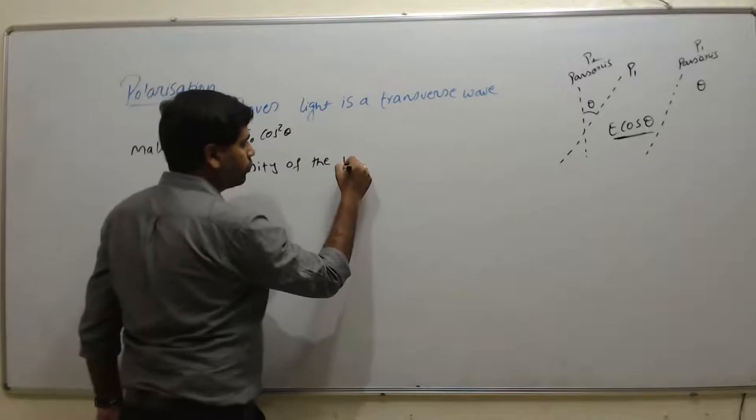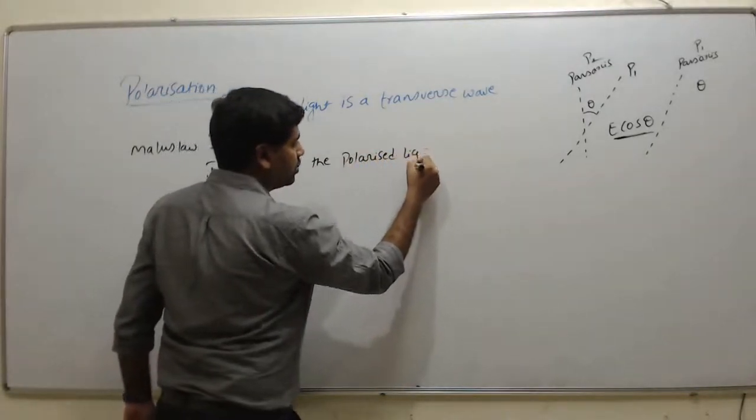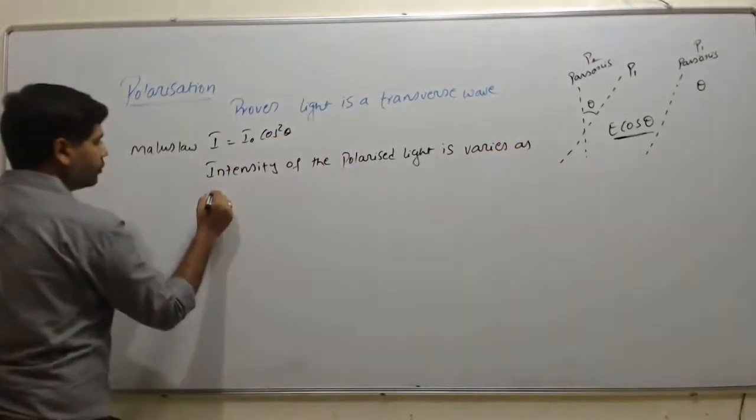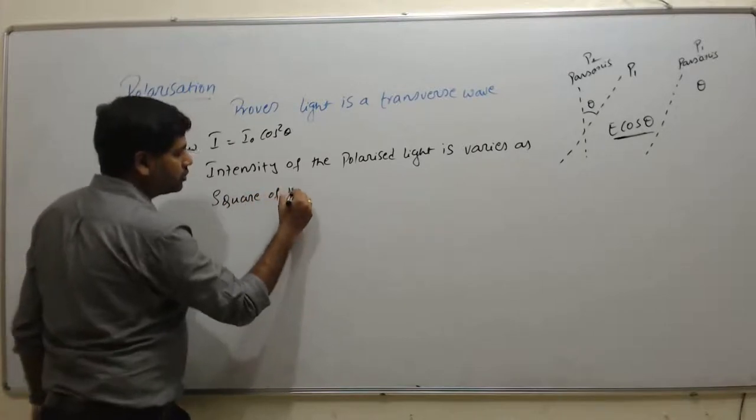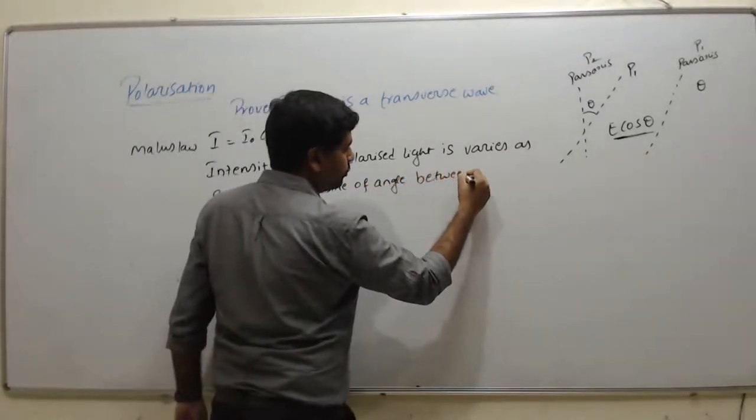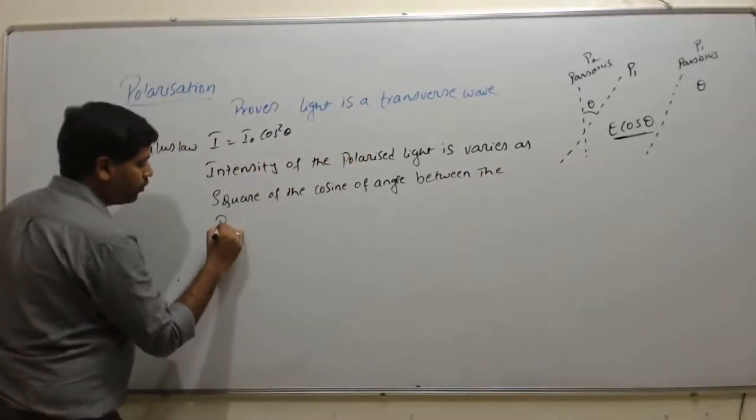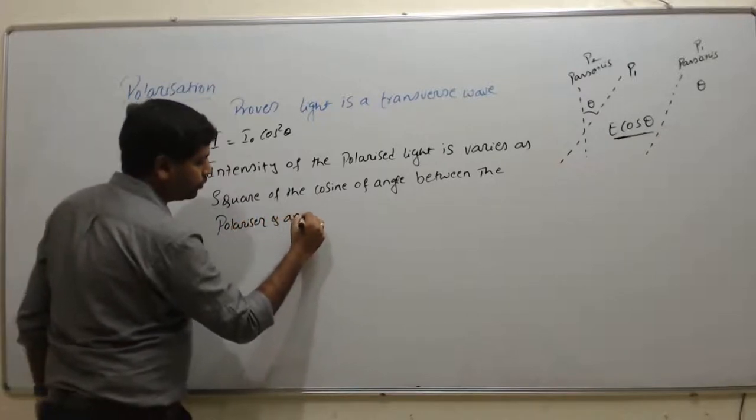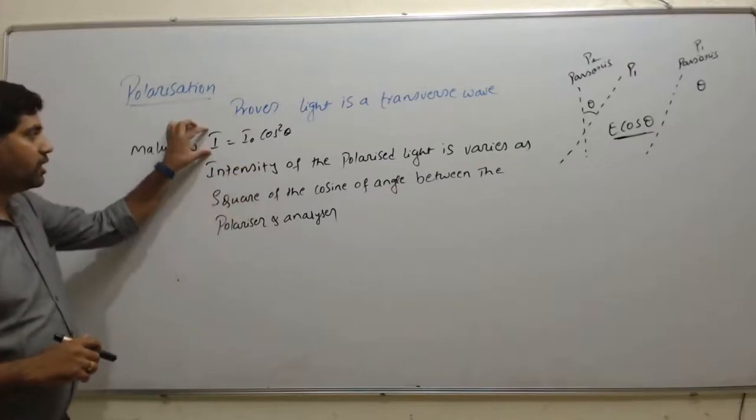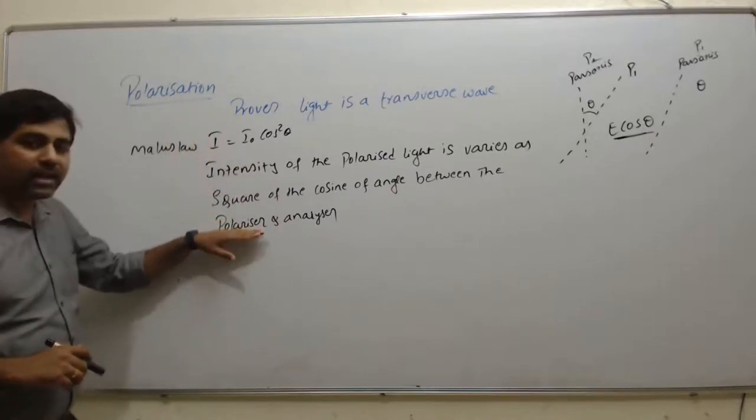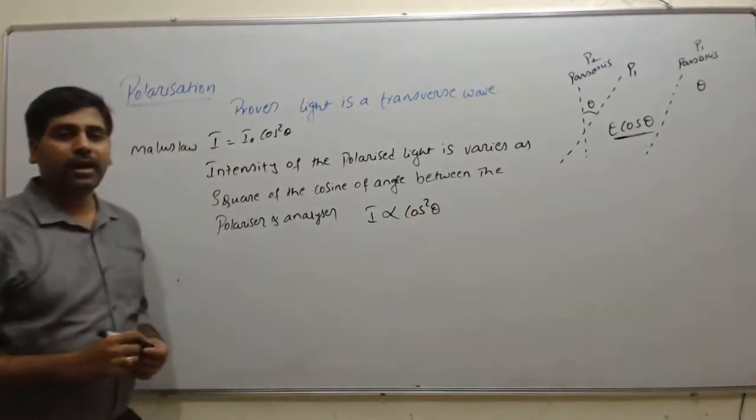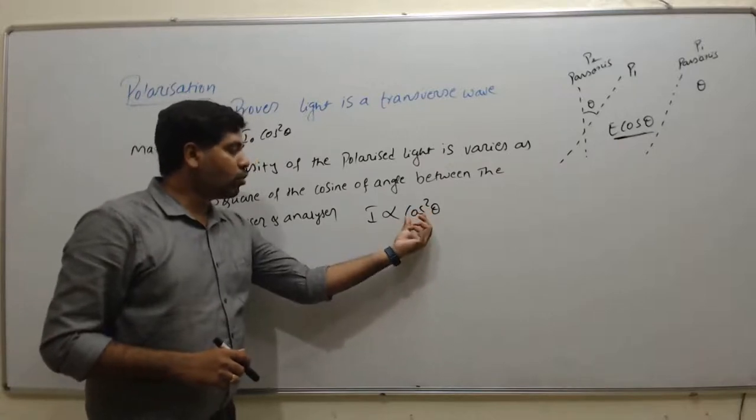intensity of the polarized light varies as the square of the cosine of the angle between the polarizer and analyzer, right? So this is the intensity of the polarized light passing through the polarizer and analyzer. It varies as, that is, I is proportional to cos squared theta, right? Varies as the square of the cosine of the angle theta.